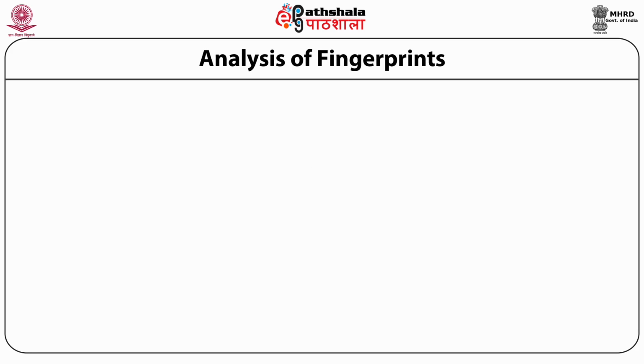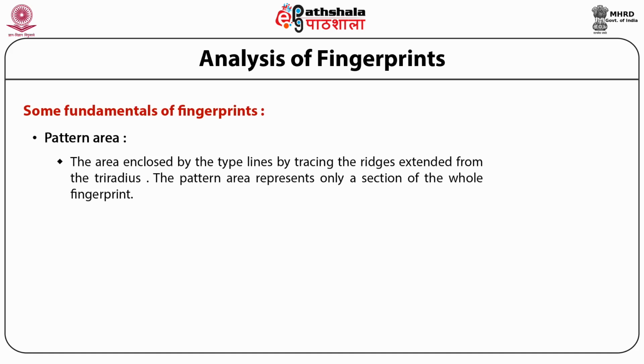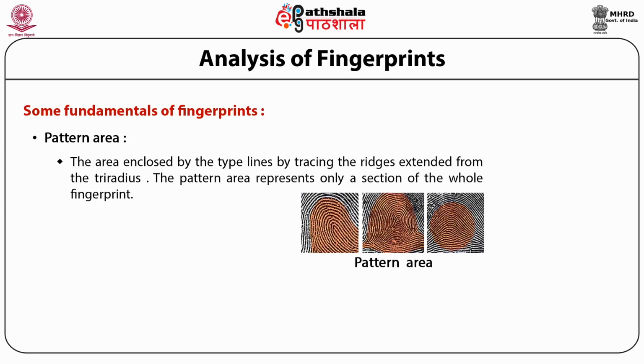Now, I'll be telling you some fundamentals of fingerprints. Pattern area: the area enclosed by the type lines, by tracing the ridges extended from the tri-radius, is denoted as the pattern area. The pattern area represents only a section of the whole fingerprint. The region distal to the pattern area is the distal transverse system, and the region proximal to the pattern area is the proximal transverse system. The figure is showing you the pattern area, where the pattern area is the highlighted portion.